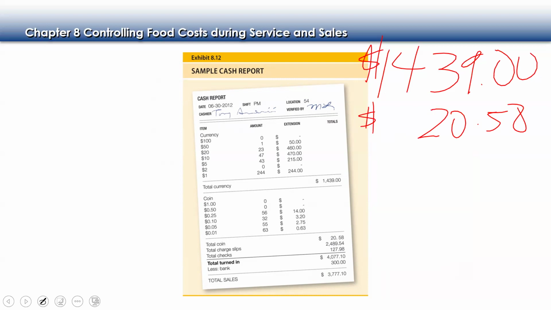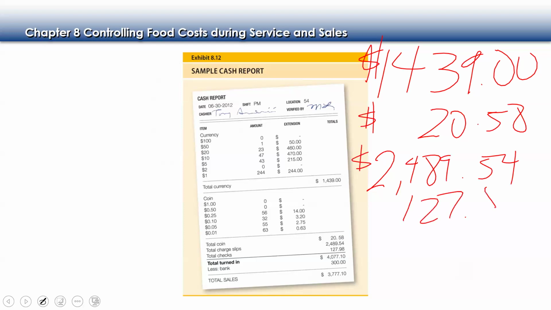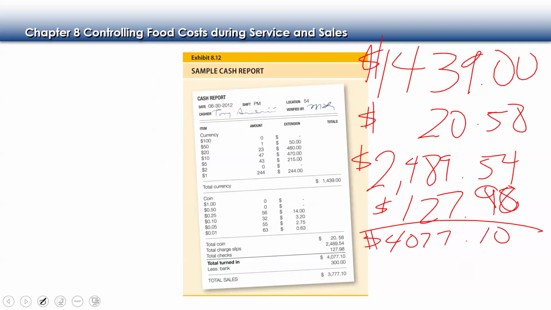Now, my charge slips, any checks that I take in: charge slips of $2,489.54, and $127.98 for checks. My total is $4,077.10.